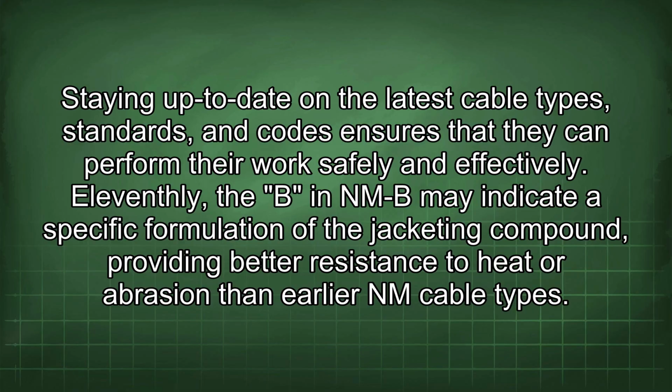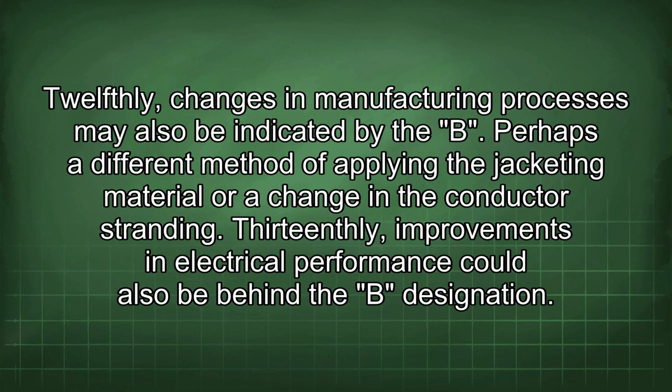11thly, the B in NMB may indicate a specific formulation of the jacketing compound, providing better resistance to heat or abrasion than earlier NM cable types. 12thly, changes in manufacturing processes may also be indicated by the B. Perhaps a different method of applying the jacketing material or a change in the conductor stranding.